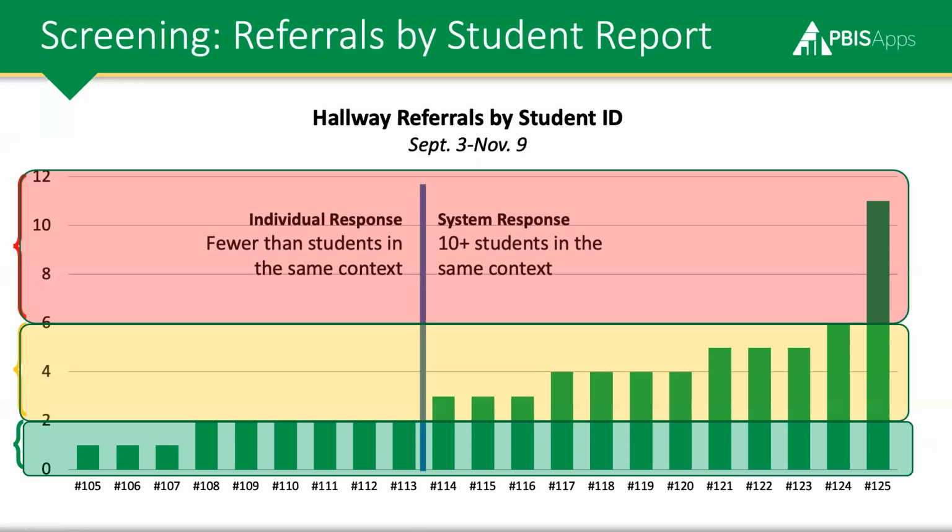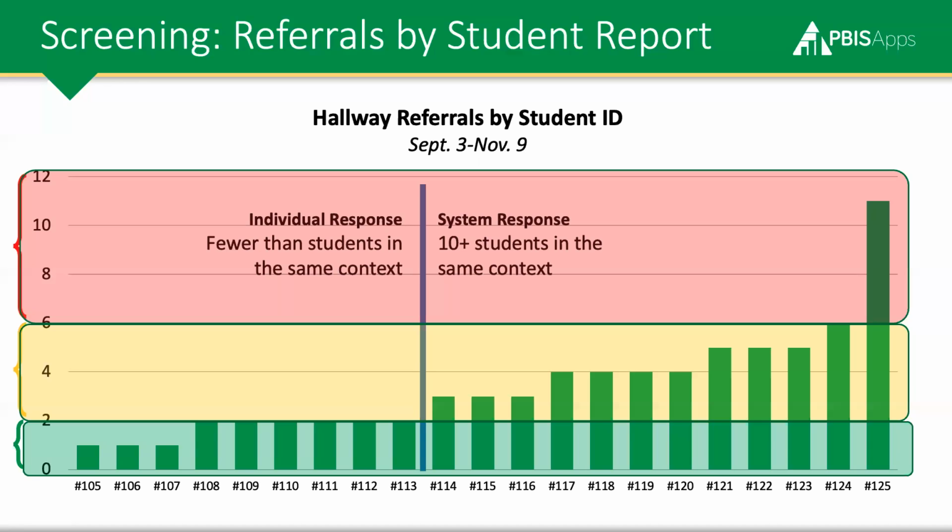If, when you're starting to look at your discipline data, you're seeing that it's involving 10 or more students in that same context, then that's a systems issue and we need to provide a response based around the system. Versus if it's less than 10, that's more of an individual student response.